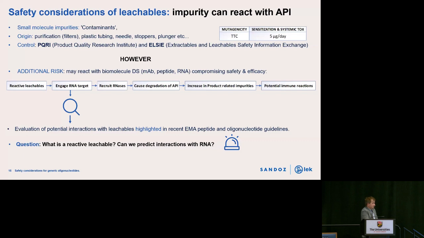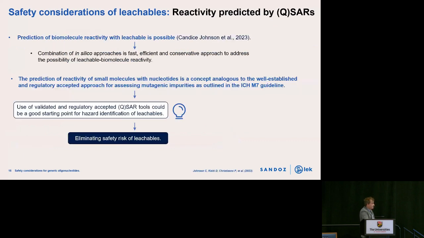So, interestingly, this evaluation of potential interactions with leachables was also highlighted in recent EMA quality peptide and oligonucleotide guidances. So, naturally, one asks oneself, what is a reactive leachable, and can we predict interactions with RNA? And as a matter of fact, it seems that we might. This was nicely demonstrated by Johnson in a recent article where they used a combination of in silico approaches to address the possibility of leachable biomolecular reactivity, and it was determined to be a fast, effective, and conservative approach.